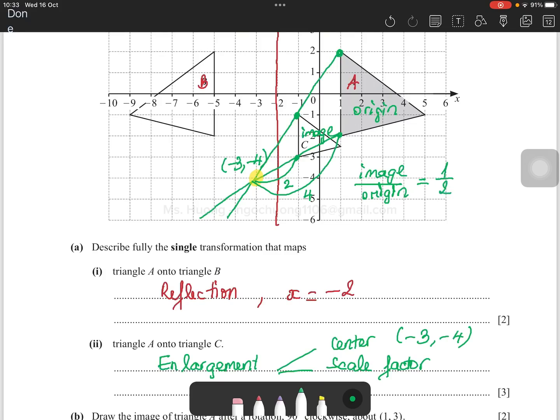And then we see that A and C are on the same direction of the center. Same direction, which means A and C are on the right hand side of the image. So in that case, the scale factor should be positive. And from these 2 properties, we can say that the scale factor is equal to 1/2. The scale factor is 1/2.